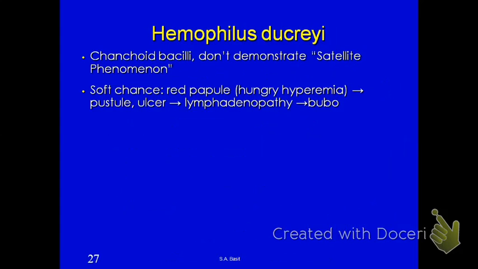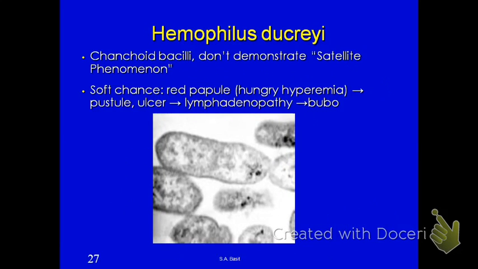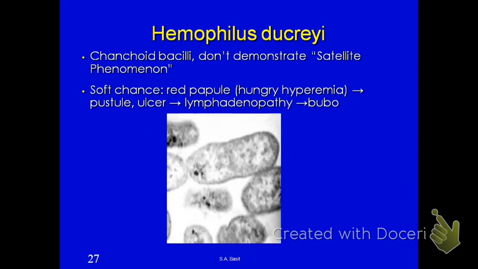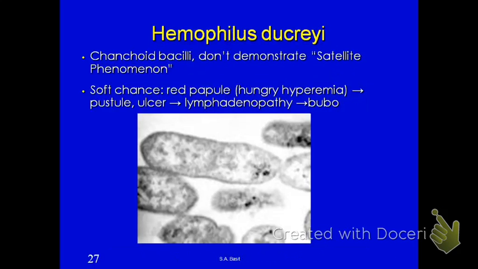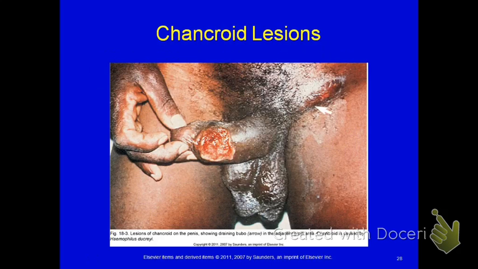So Hemophilus ducreyi doesn't demonstrate the satellite phenomenon. Actually, the organism appears like a school of fish. This is how they describe it under the microscope. And here's an example of the chancroid. It's characterized by ulceration in the genitalia with irregular edge.